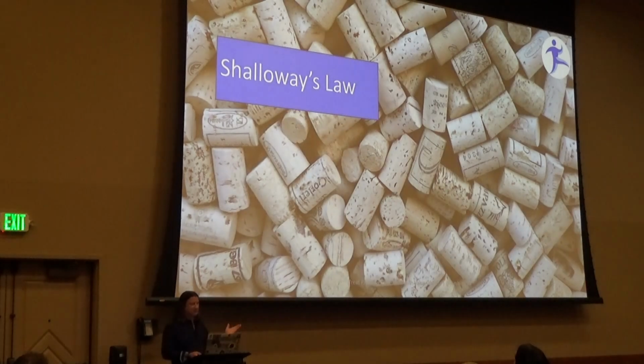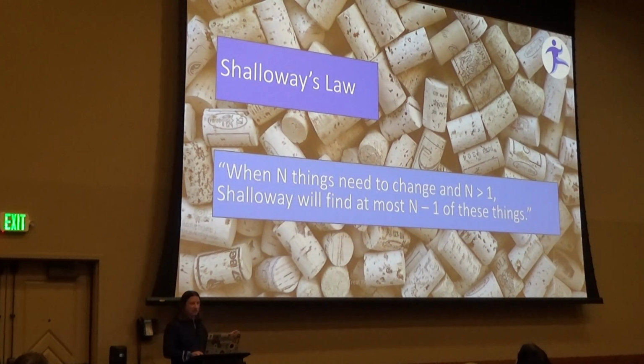Have any of you heard of Shalloway's law? Shalloway's law says that when n things need to change, and n is greater than 1, Shalloway will find at most n minus 1 of these things. And so no matter how many things there are, this rule kind of holds. So you might end up missing one of those guard clauses or validation checks when you decide that you want to make things more restrictive and things actually have to have an @ symbol to be a valid email address. All right, so that's why the duplication is a challenge, among other reasons. Also just clutters up your code.